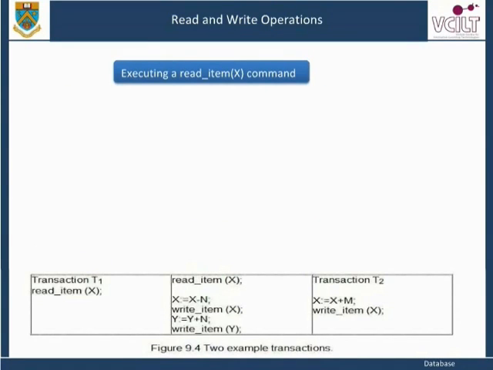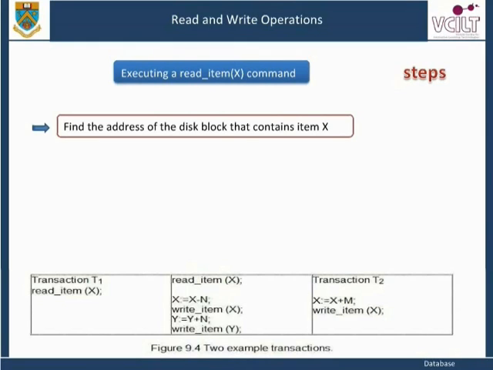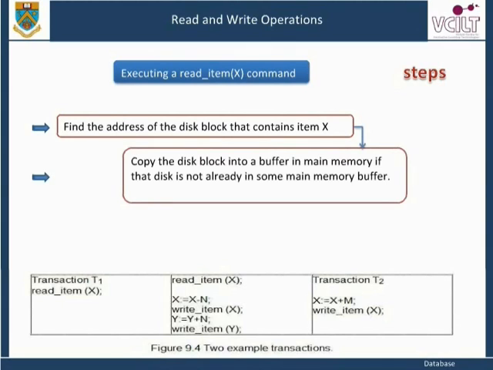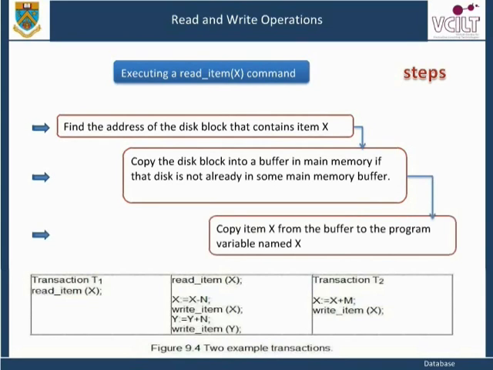Executing a read item X command includes the following steps. Find the address of the disk block that contains item X. Copy the disk block into a buffer in main memory if that disk block is not already in some main memory buffer. Copy item X from the buffer to the program variable named X.